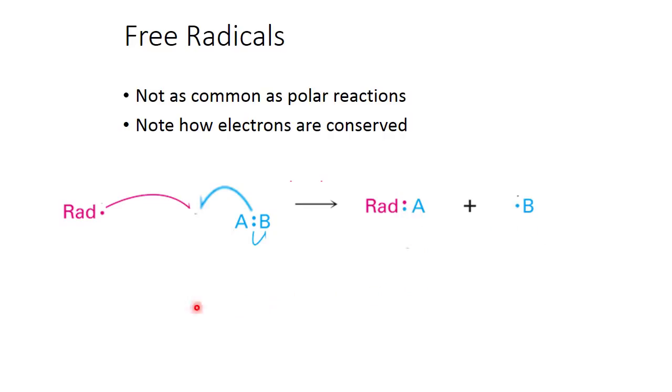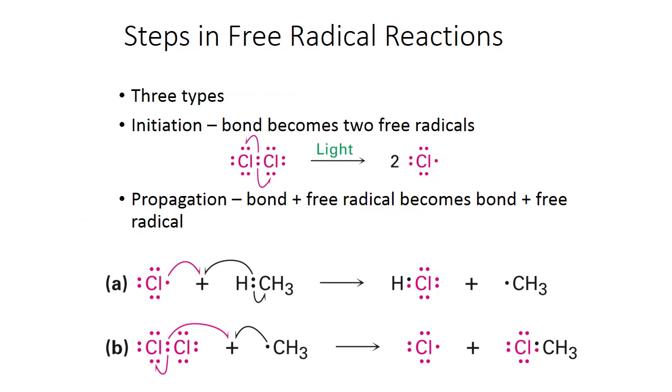Free radical, bond, bond, free radical. And in all of our reactions, you're going to see electrons are conserved. So it's either charge or unpaired electrons, whatever. Look for them to be the same.